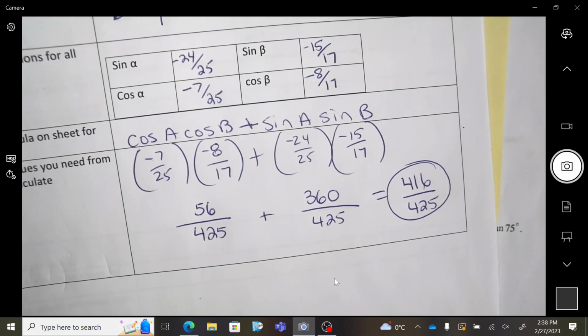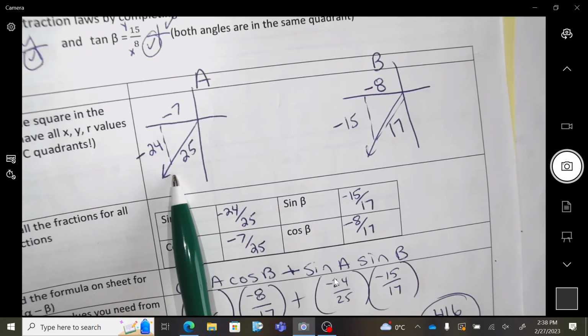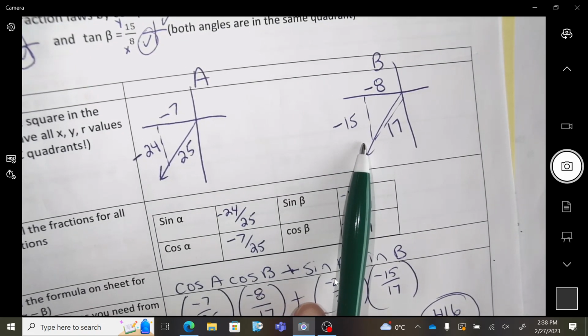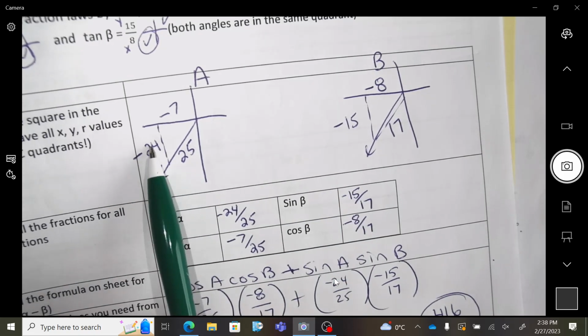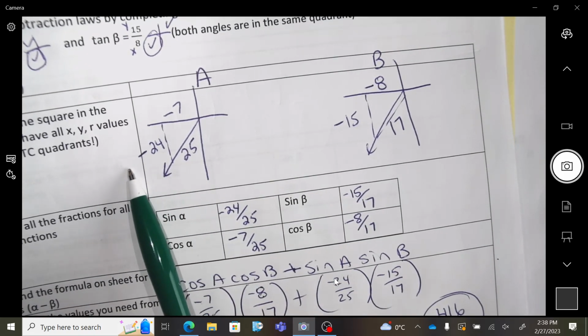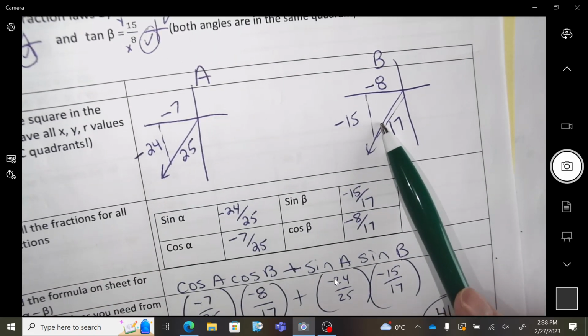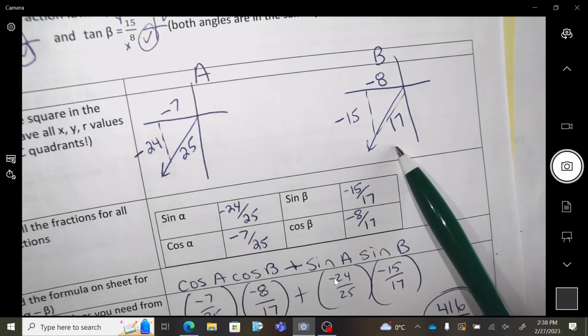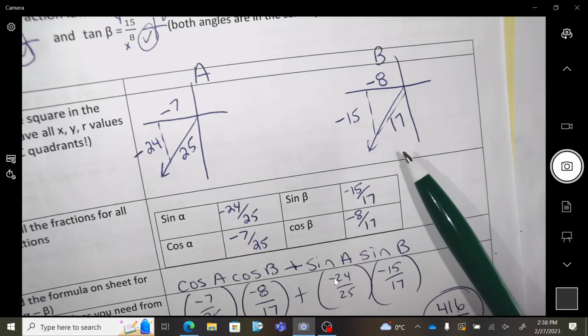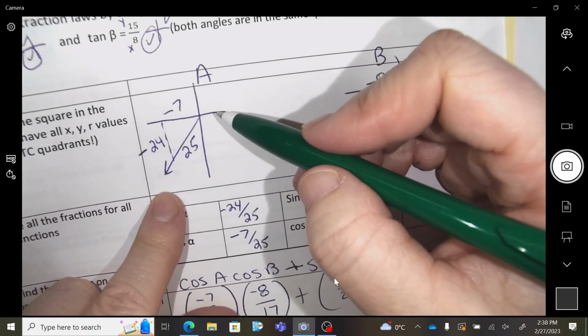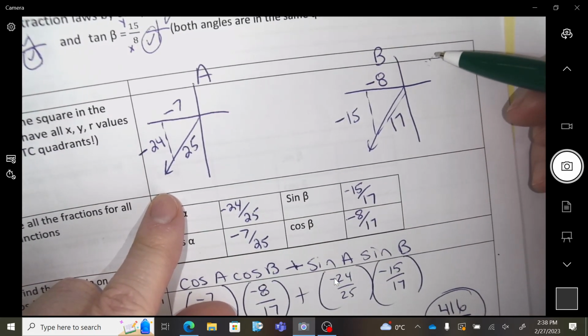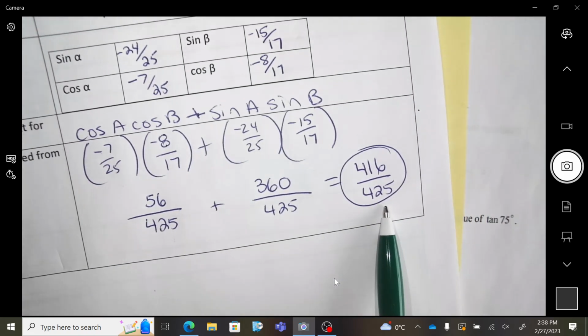Can you imagine yourself adding up an angle from this quadrant and then another angle from that quadrant? Where would it probably land? So pretend you had like a 213 degree angle plus a 250 degree angle or something. Where would it land? Which quadrant? Probably in quadrant 1, right? So does this cosine value make sense? It needs to be positive, right?